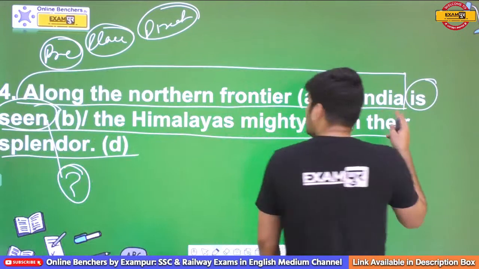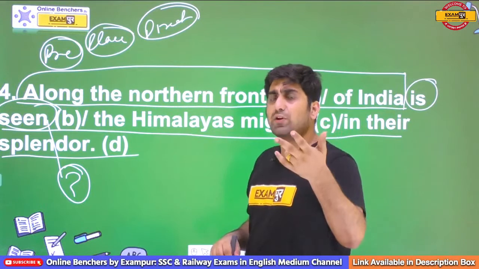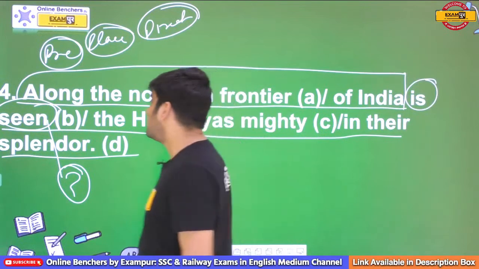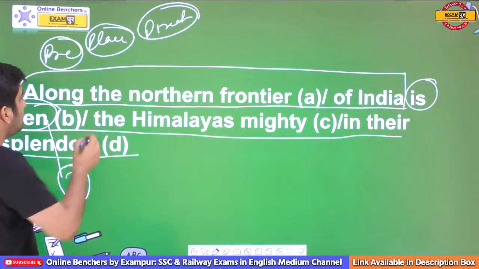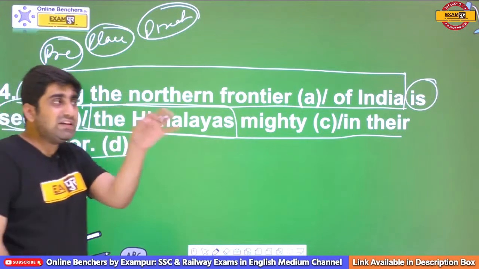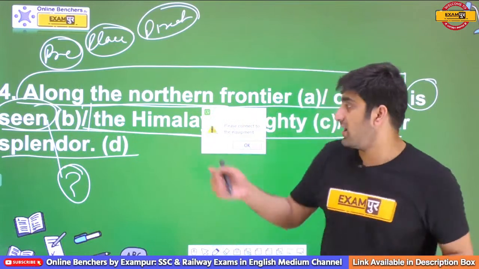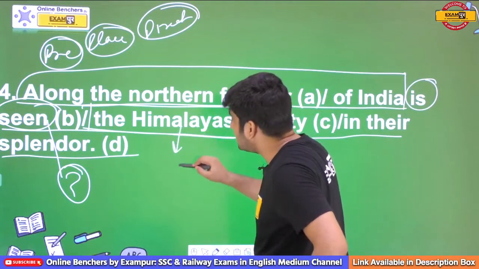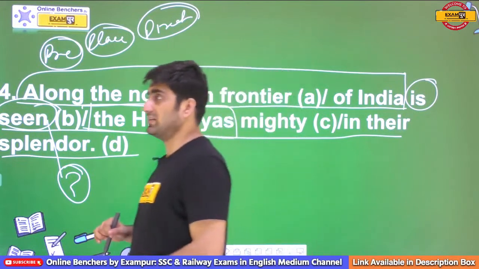Let's ask the verb "is seen." What is seen? When we ask this question to the verb, obviously the answer is the thing that we have seen, which is nothing but the Himalayas. What is seen? The Himalayas. Then we can see that here the subject is in between the sentence, not at the beginning of the sentence.